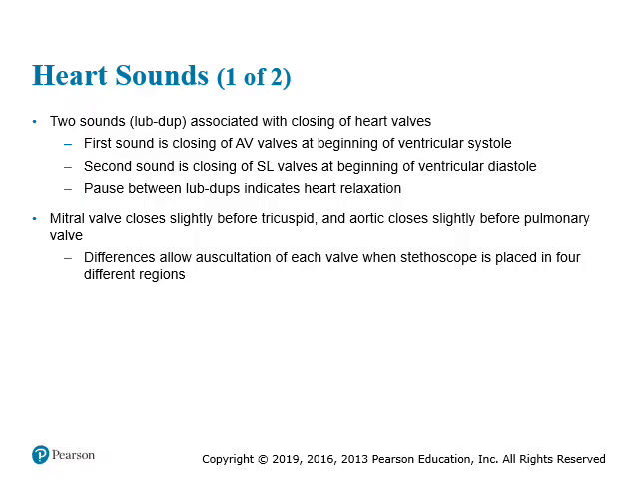The mitral valve, or the bicuspid valve, closes slightly before the tricuspid, and the aortic closes slightly before the pulmonary valve. The differences allow hearing of each valve when a stethoscope is placed in four regions. And if you are trained to do that, you will be able to distinguish the differences.